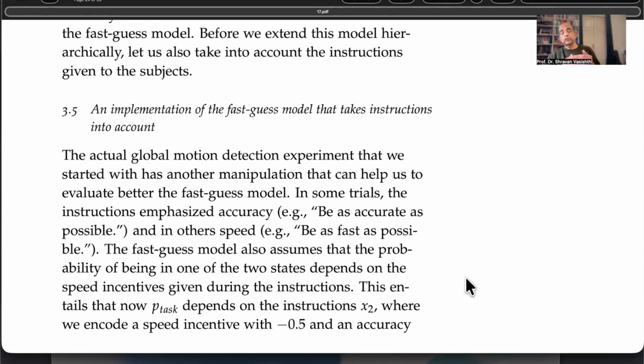So the instructions were as follows. Subjects were either asked to focus on accuracy or asked to focus on speed. So as you can imagine, if the subject is cooperative, which they almost always are, if you tell them to focus on accuracy, they will try to be as accurate as possible. That will slow them down, right? If you ask them to focus on speed, then they will go as fast as possible. Reaction times will be faster, but the accuracies will be lower, right?